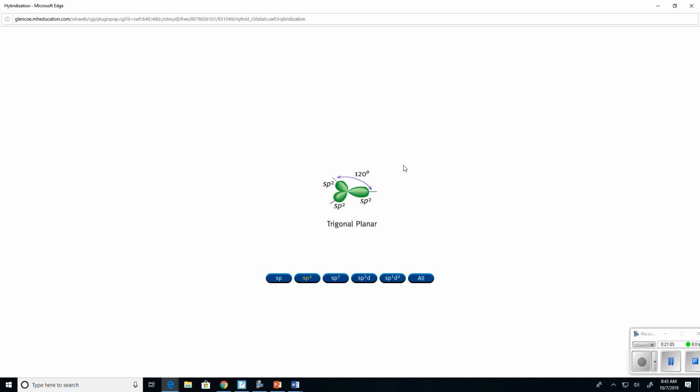If it were 3 bonds coming off, and again it could be single, double, whatever, then it would be trigonal planar at 120 degrees. Recall, if one of these domains was an unbonded pair, that would change this shape and that angle. But in sp2, if you see 3 domains total, that's sp2 hybridized.